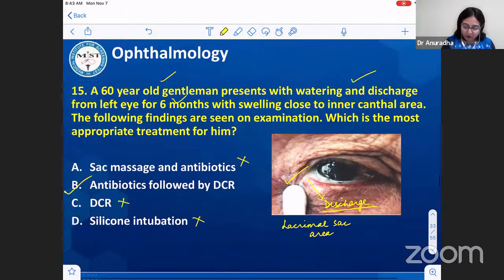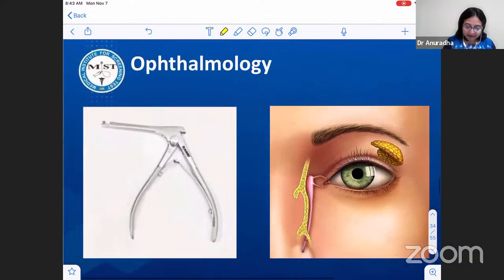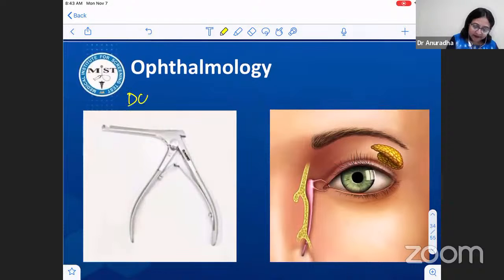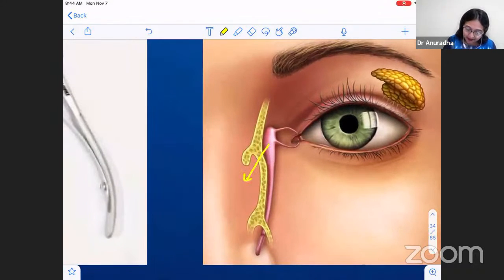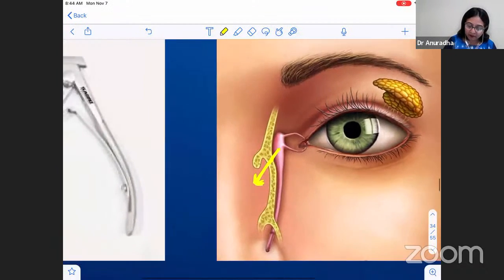So what is done in DCR? This image was there. This is your DCR punch, which is used in the DCR to make a fistula or an opening between the lacrimal sac and middle meatus. So you punch this bone here with the bone punch, and now you create a new opening between the lacrimal sac and middle meatus area. So that is the treatment of DCR. Yes, this punch was an old past year question.